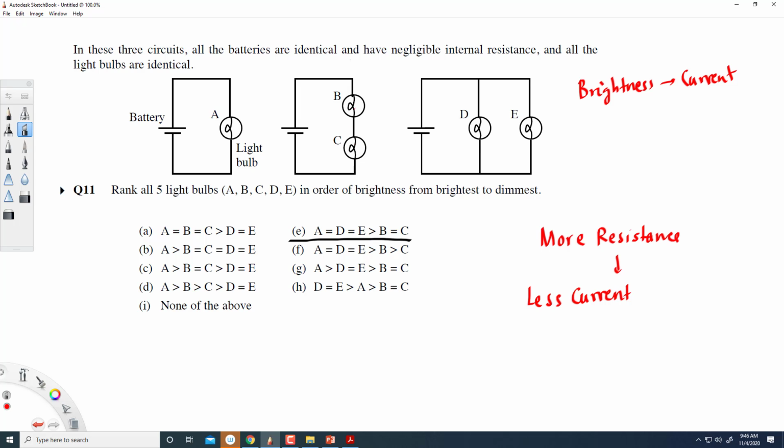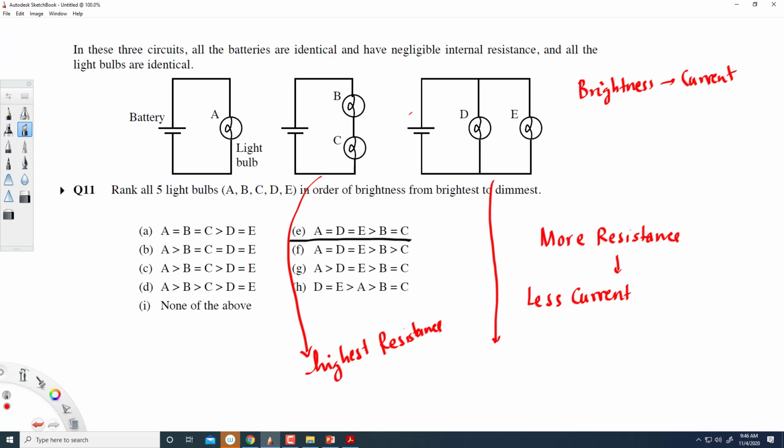So this one has the resistors in series, and we know that when we combine the resistors in series, the resistance adds up. Okay, the total resistance is greater. So this one has the highest resistance, because in series you add the resistors. Here, when you combine the resistors in parallel, what happens to the total resistance? Does the resistance increase or decrease?